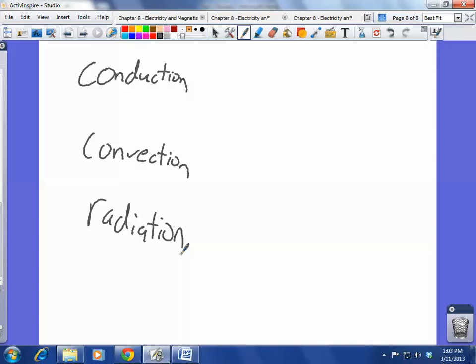What's a good example of conduction? A stove. A stovetop is probably the best example. You put a pan in direct contact with that hot stovetop, and that heat flows through direct contact. And finally, what's an example of radiation? Sun. What's another one? Microwave. Remember, radiation is just heat transfer through light. Good. And so that's all for that heat chapter.